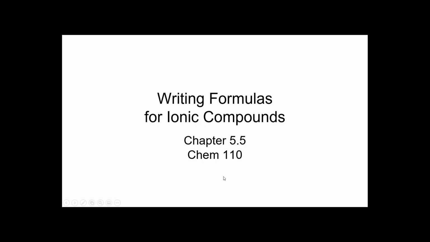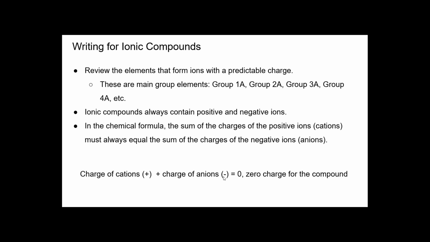Hi class, we are now on chapter 5.5. We are going to now learn how to write out formulas for ionic compounds. In order to understand this, review the elements that form ions with predictable charge. These are the main group ions.